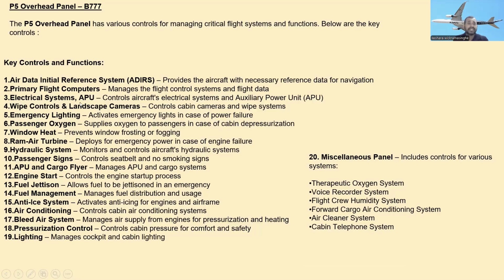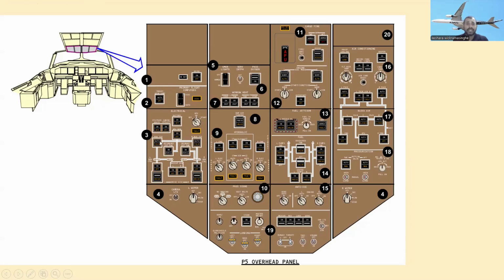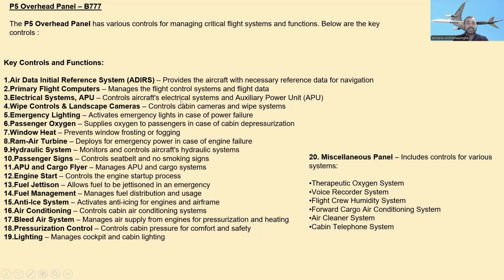And number 3, electrical system and APU. Here is the electrical system and APU controls. It controls the aircraft electrical system and the auxiliary power unit, APU.